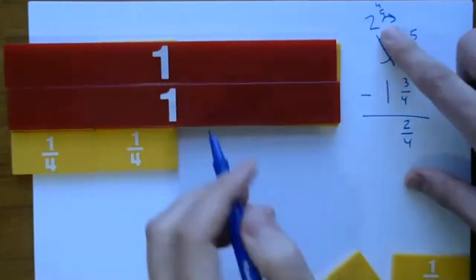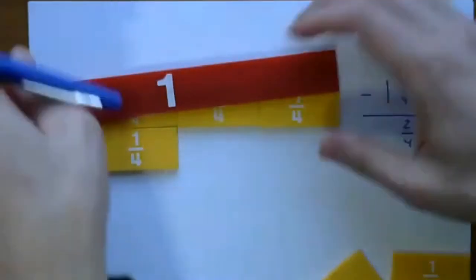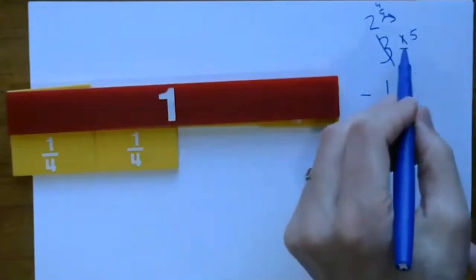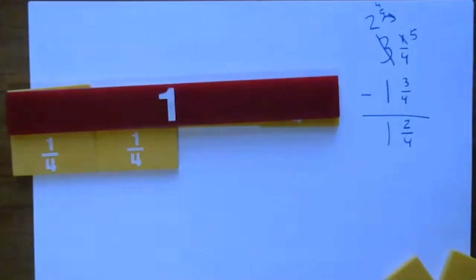And then now I have 2 wholes, as you can see, and I need to subtract one of those wholes. There it goes, and I'm left with 1 whole. So 3 and 1 fourth minus 1 and 3 fourths, I'm left with 1 and 2 fourths.